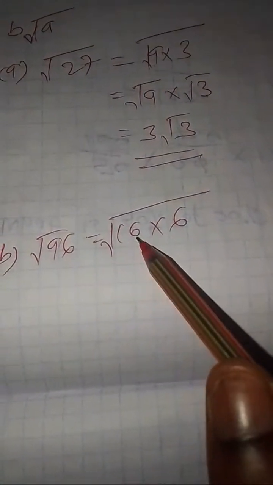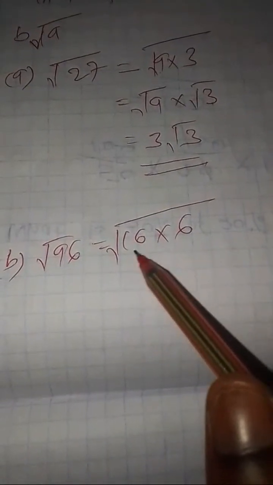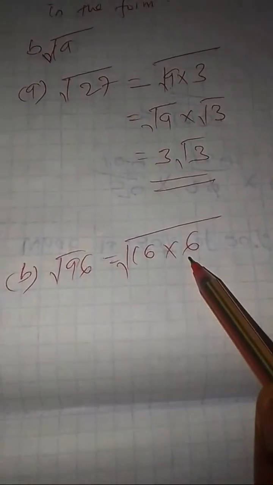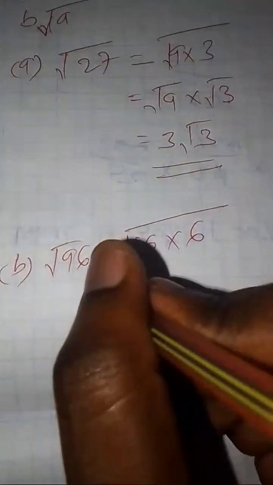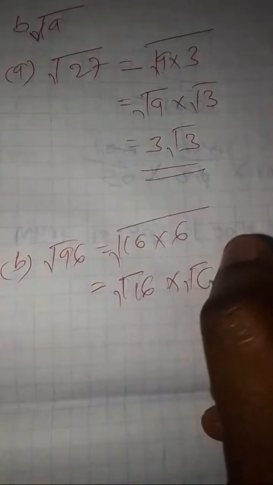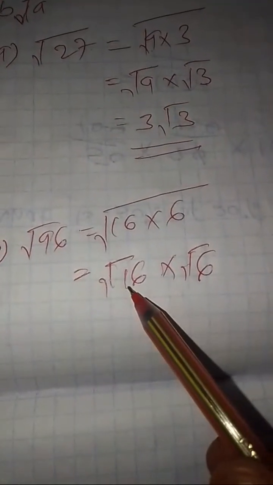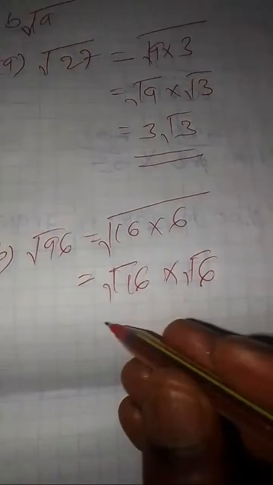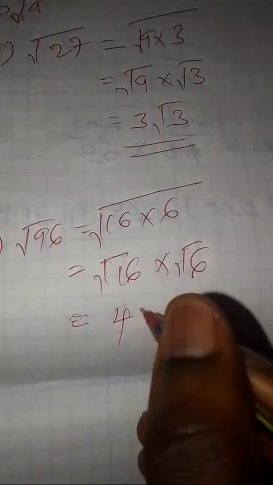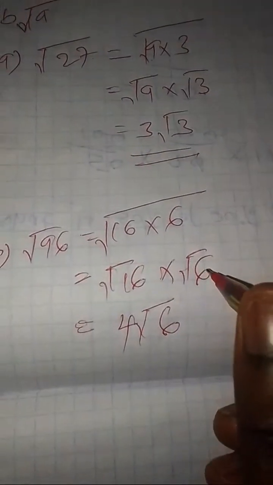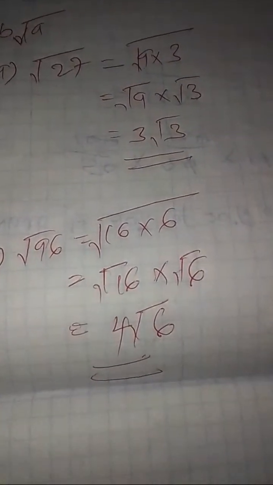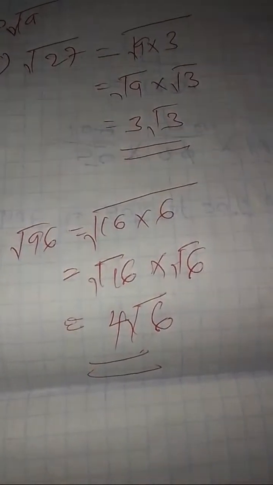Why am I picking 16? Because 16 has got a square root, because one of the numbers must have a square root. So here we can just write it as root 16 by itself multiplied by root 6 by itself. Root 16 is 4. Root 6 stays, because 6 doesn't have a square root. So the answer becomes 4 root 6.